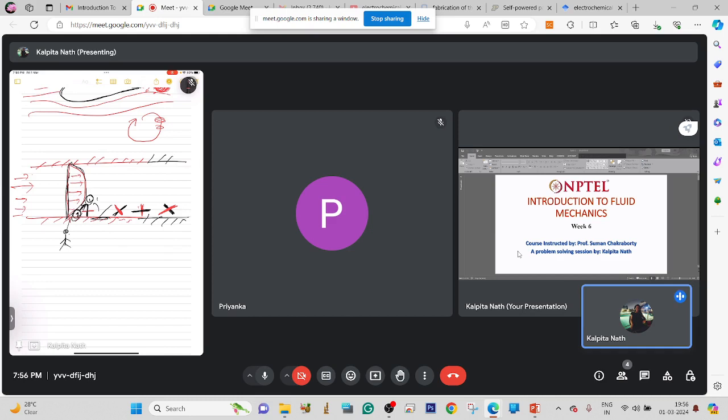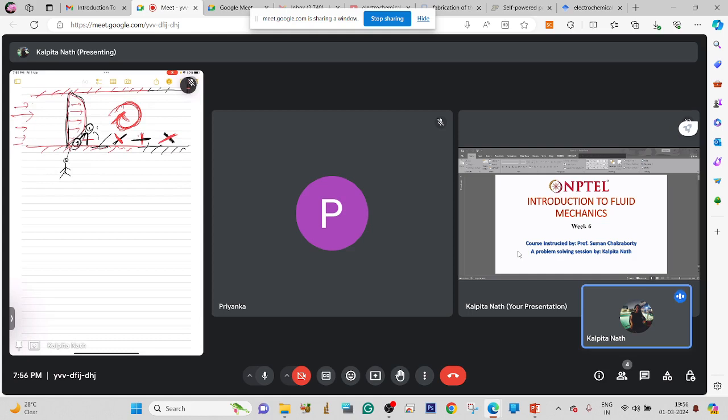That means there is a continuous rotation of the fluid element. This is what vorticity means. That is, the fluid elements are moving about their own axis. This is vorticity.